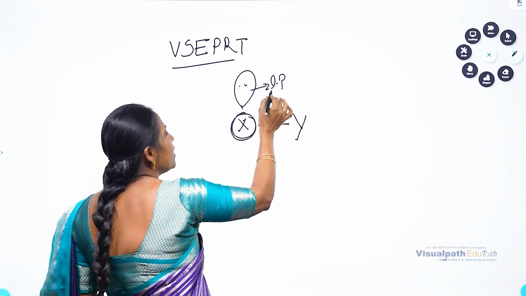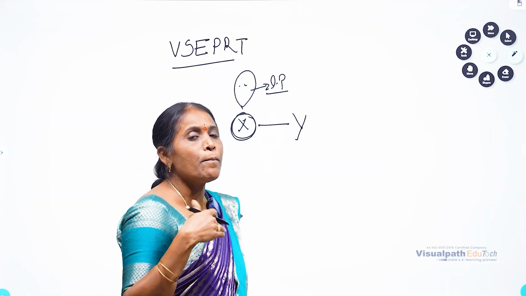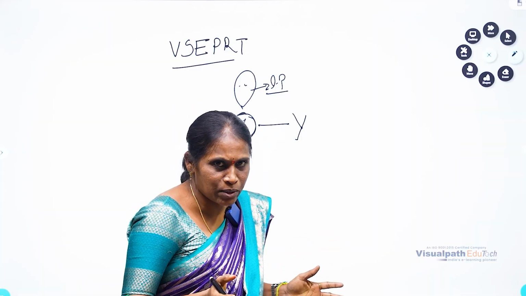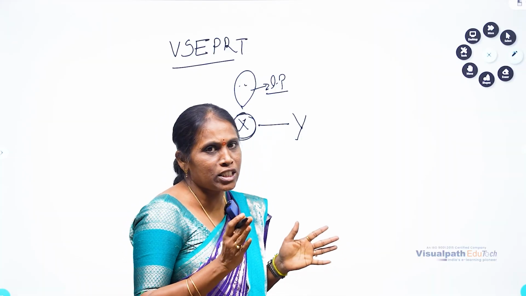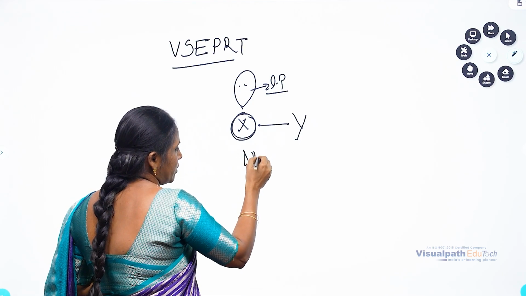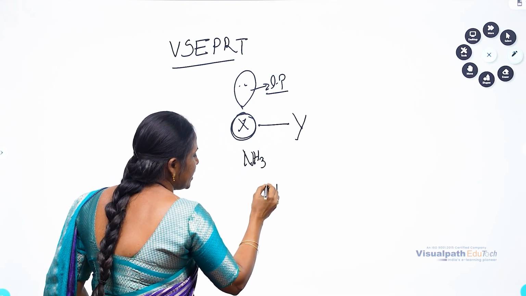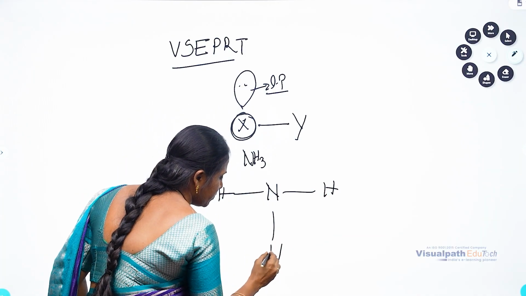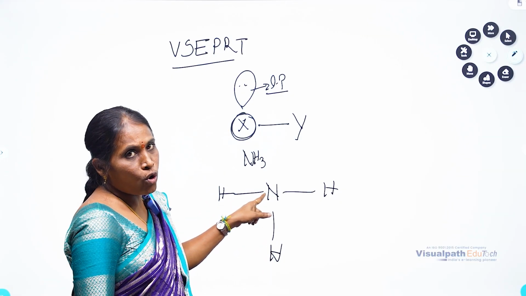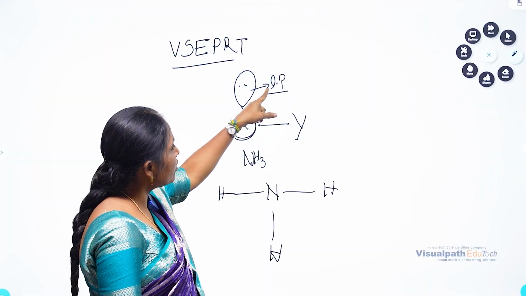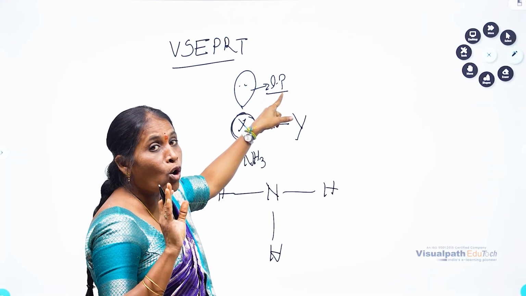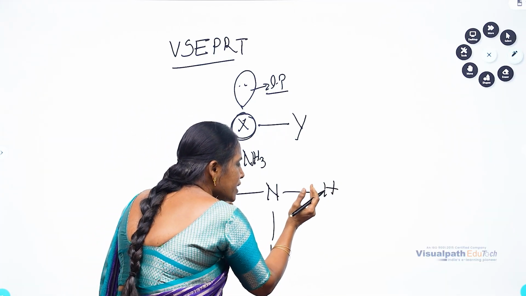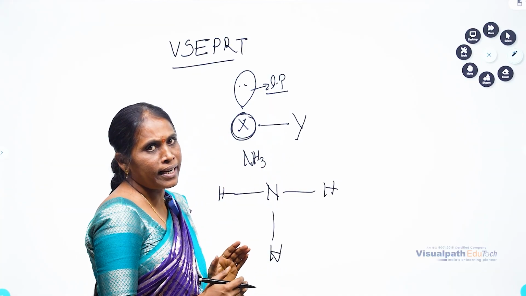So, automatically what happens here? This lone pair of electrons occupies more space. Occupying more space means distortions slowly take place, meaning repulsions take place. For example, we take NH3. In this NH3, the nitrogen is attached with 3 hydrogen atoms, with one lone pair of electrons. Generally, this lone pair of electrons occupies more space. So, automatically the bond distance between these 3 bonded electrons decreases.